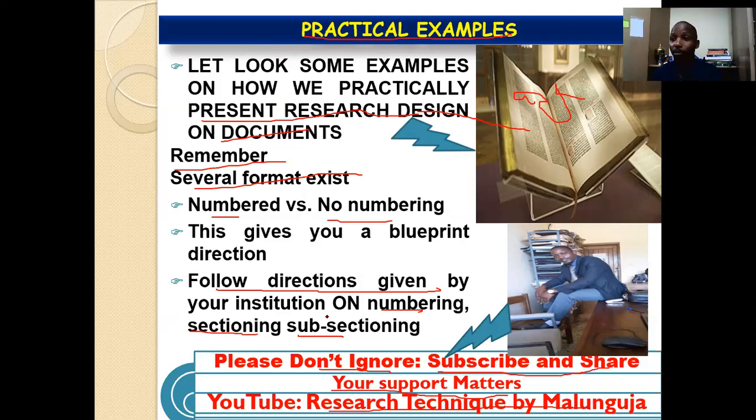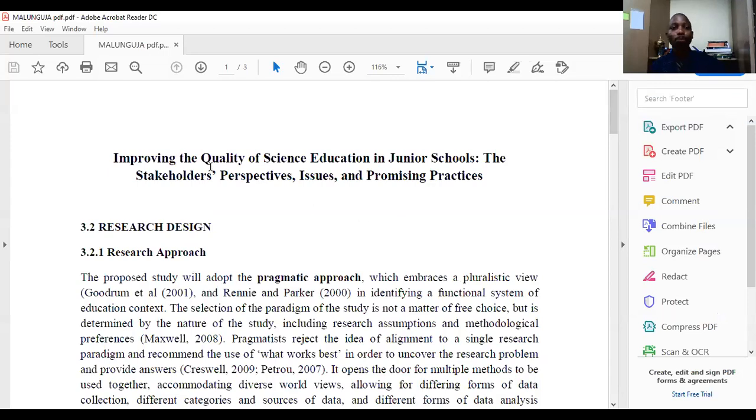So from this, I am going to share now the relevant areas from which you can be in the position of describing these issues in a practical way. This is a document from which we are going to see the practical applicability and how we present this research design in a writing and practical way.